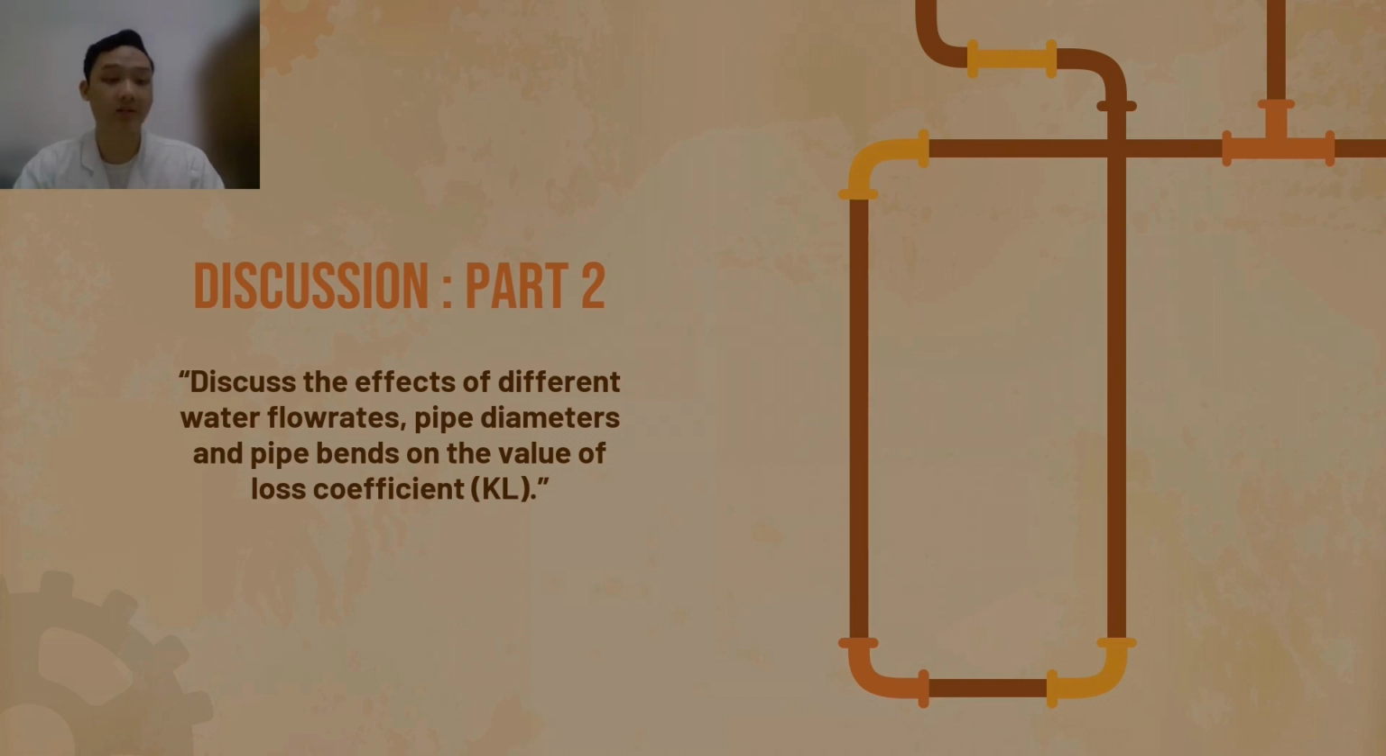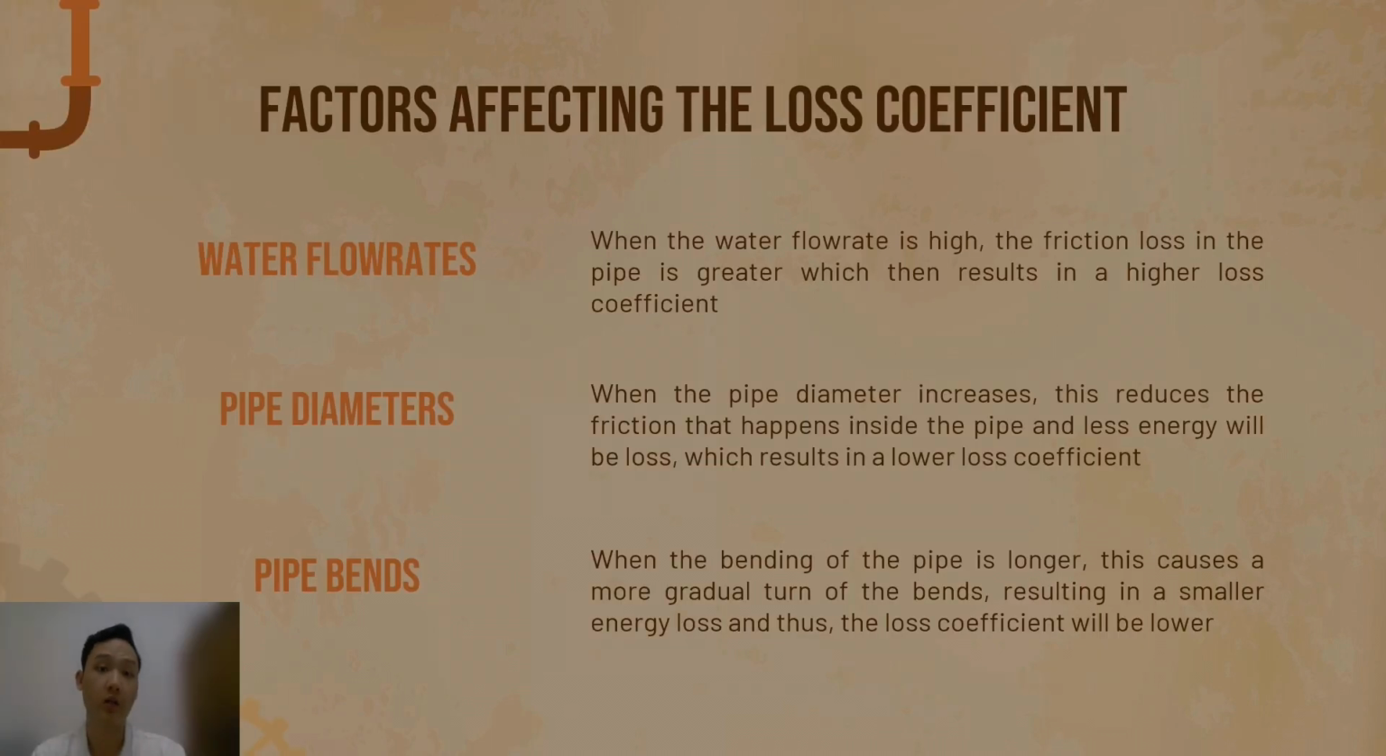On the second part of the discussion, we'll discuss the effects of different water flow rates, pipe diameters, and pipe bends on the value of loss coefficients. When the water flow rate is high, the friction loss in the pipe will be greater, which results in a higher loss coefficient. And for a pipe diameter increase, this will reduce the friction inside our pipe and less energy will be lost. Therefore, this will result in a lower loss coefficient.